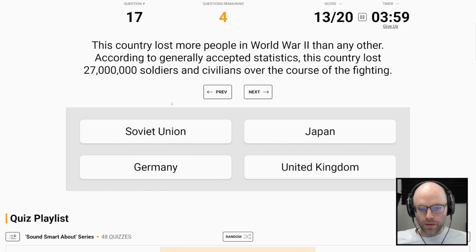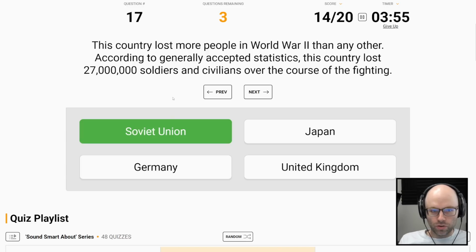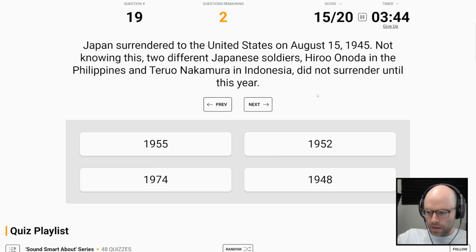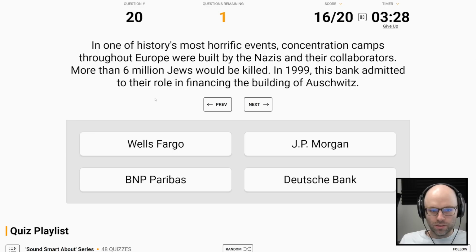This country lost more people in the Second World War than anybody. They had 27 million soldiers, Soviet Union. This country lost the second largest number of military personnel, with 20 million dead during the conflict. I'm going to say China. China, I mean, big population size, also invaded by Japan and also had a civil war. It just makes sense. Japan surrendered in 1945. Not knowing this, 2 different Japanese soldiers kept fighting until the 1970s.